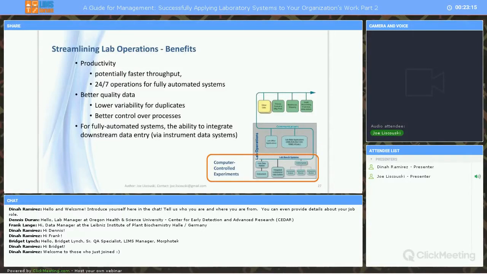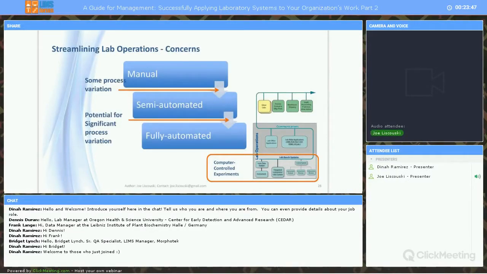The benefits for investments in automation at this level are productivity, that is, the potential for faster throughput, an option for 24/7 operations for fully automated systems, better quality data with lower variability for duplicates, and better control over the process. For fully automated systems, the ability to integrate downstream data entry through instrument data systems, for example.